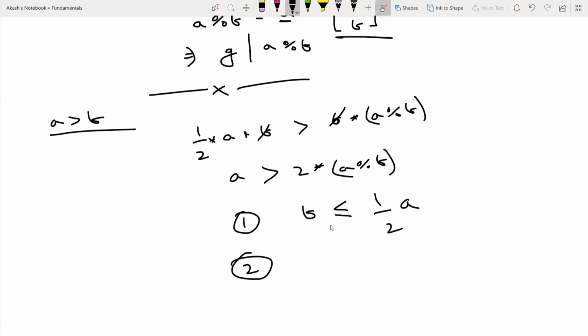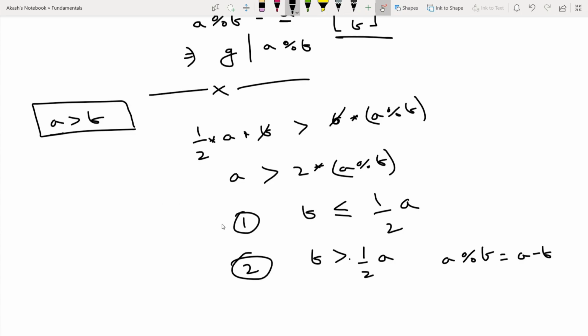The second case is, say B is greater than half of A. So if B is greater than half of A, what does it mean? It means A modulo B is simply going to become A minus B. Why? Because this quotient A by B will always be 1. So if B is greater than half of A, then A minus B will always be smaller than half of A. So we have proved these two. That means for both of these cases, A is greater than 2 times A modulo B, assuming that A is greater than B, of course. So we have proved the time complexity.